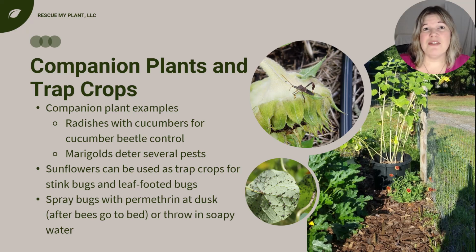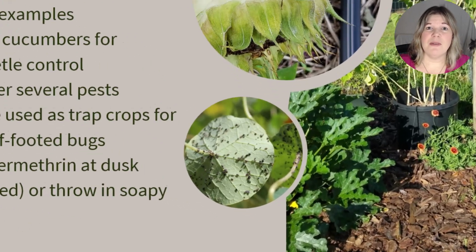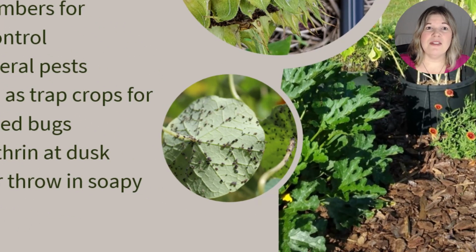Nasturtium is a common trap crop for many pests, such as aphids, squash bugs, and cabbage worms. You can see in the photo that the nasturtium is covered in aphids. You can simply spray the aphids off or remove the nasturtium.